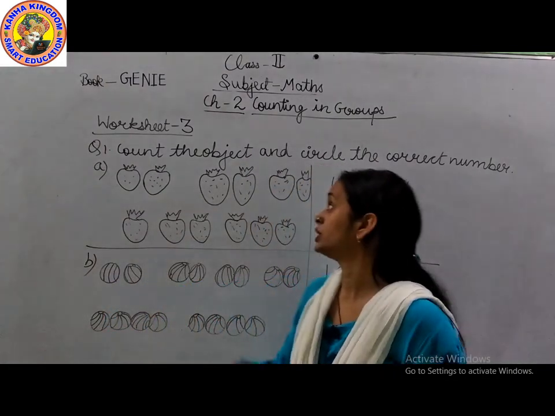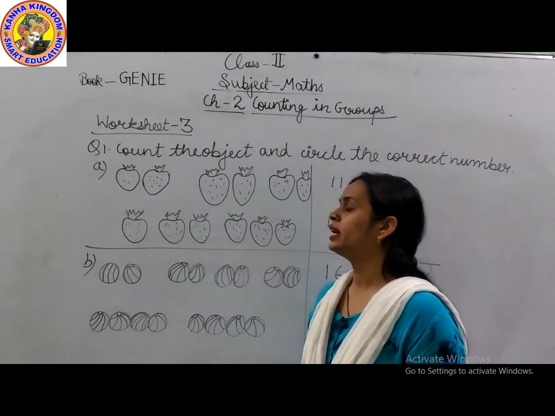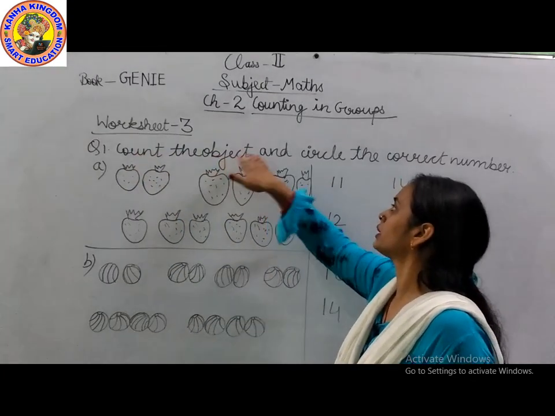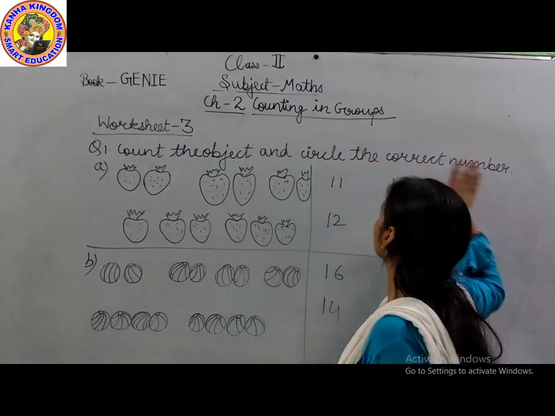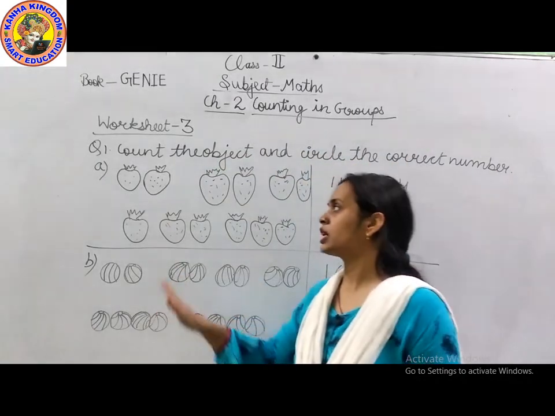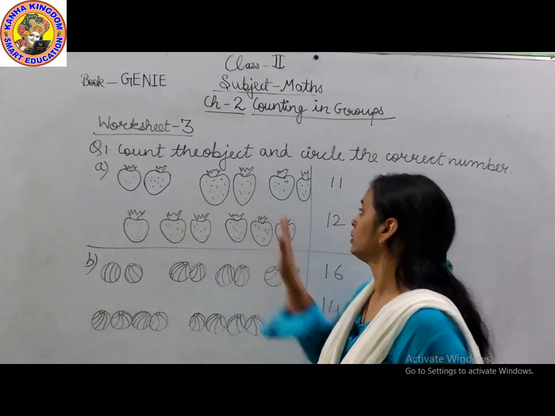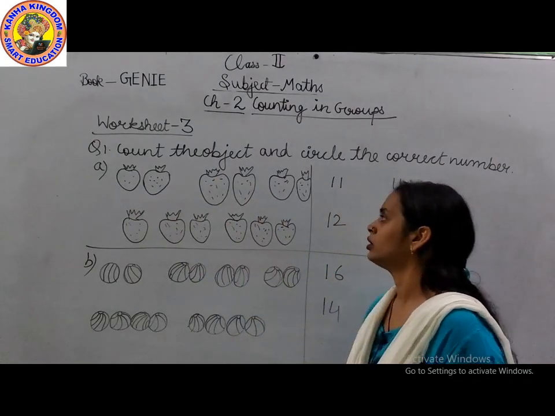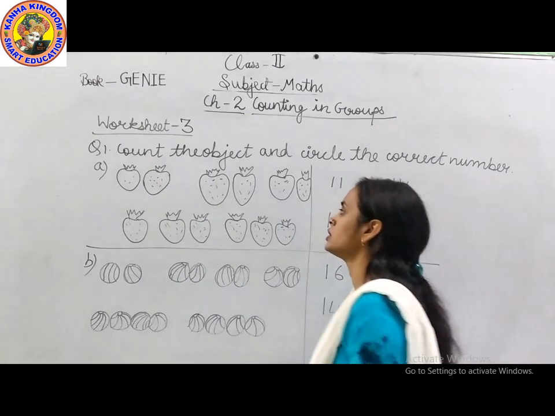Now our next worksheet is worksheet 3. In worksheet 3, our question is count the object and circle the correct number. So first we count the object and then circle the correct number. Okay? Now start counting.